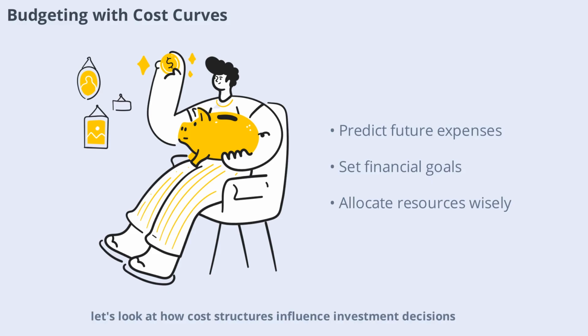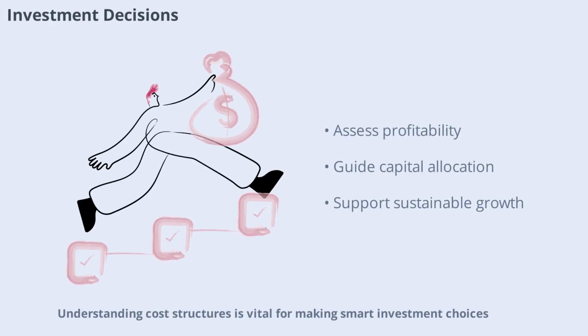Next, let's look at how cost structures influence investment decisions. Understanding cost structures is vital for making smart investment choices. Investors analyze fixed, variable, and marginal costs to assess the profitability and risk of new projects. Cost curves help identify the most efficient scale of operation, guiding capital allocation. This knowledge supports long-term business growth and sustainability.